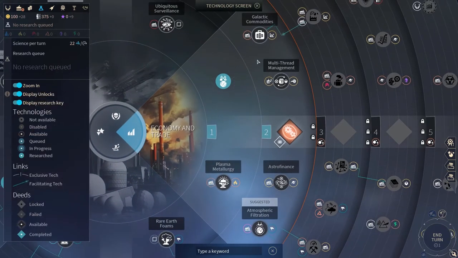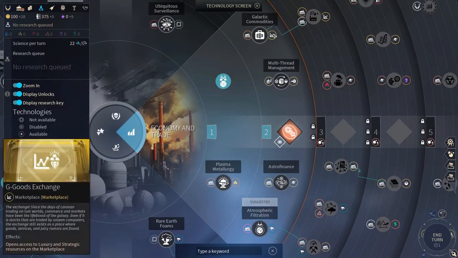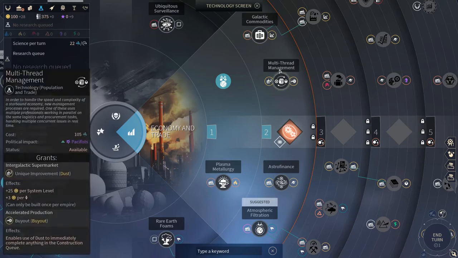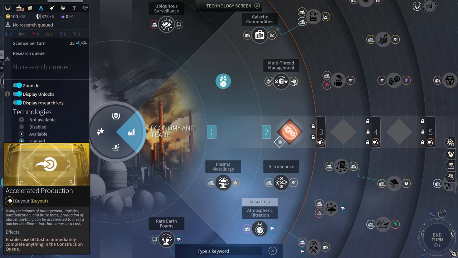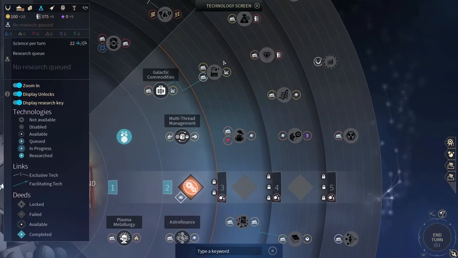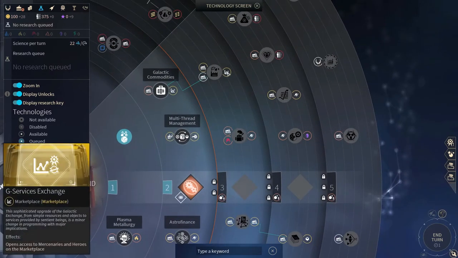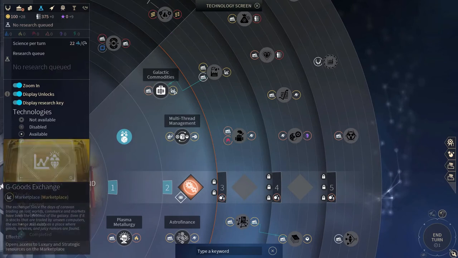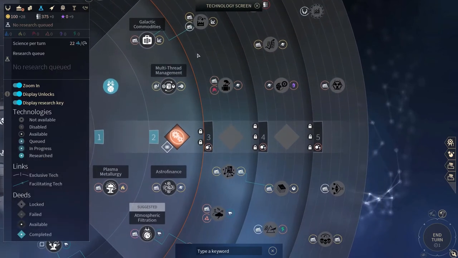In tier 2, there are two key technologies: galactic commodities, which lets you access the marketplace to buy and sell luxury and strategic resources, and the multi-thread management, which will unlock the buyout technology. For that, you can use your dust to buy out, for example, system improvements and ships in your systems. In tier 3, you've got another marketplace technology that is good to have, this one for mercenaries and heroes, probably less important than the luxury and strategic ones.